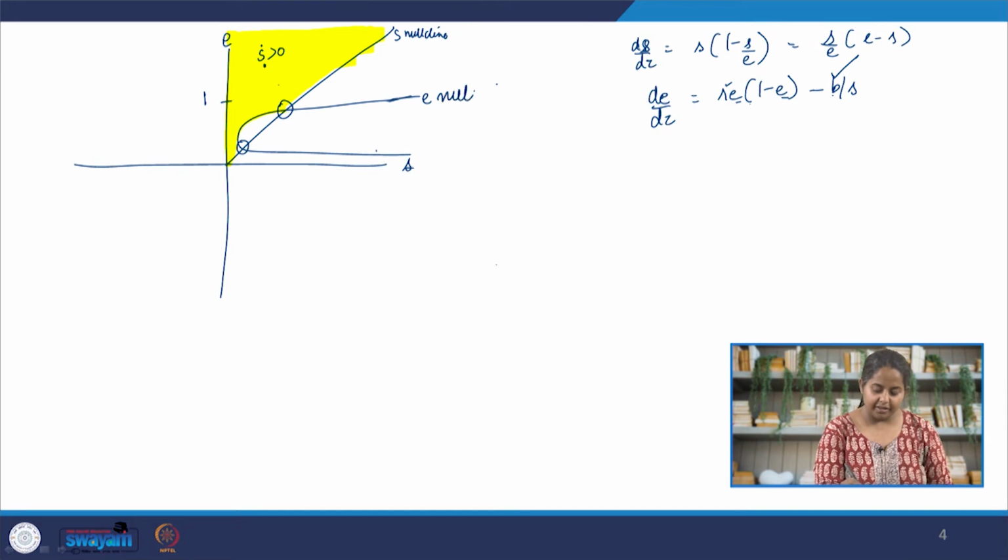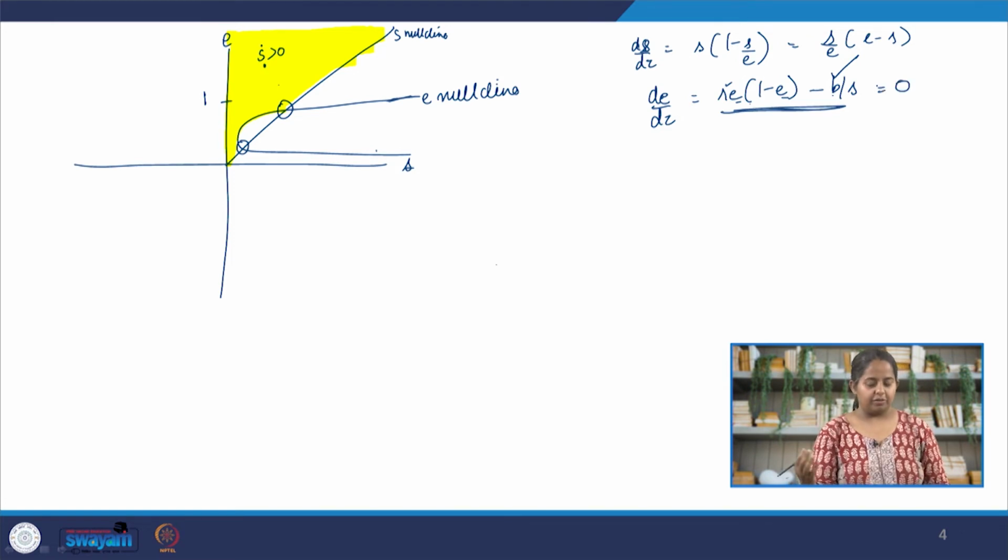So this is the E null cline, and this equation equal to 0 is our equation for the E null cline. Now here in the yellow highlighted portion, we are above the E null cline, which means the value of E is larger than it needs to be for a given S for that point to lie on the E null cline where dE by d tau is equal to 0. As E increases, this will become negative because the E null cline sort of becomes tangential to E equal to 1. So dE by d tau will become negative. So here the rate at which E is changing with time is negative in the yellow highlighted portion.